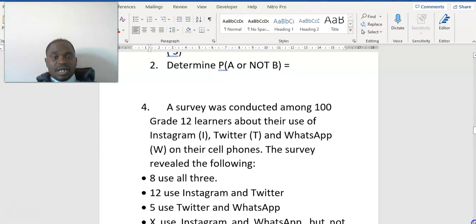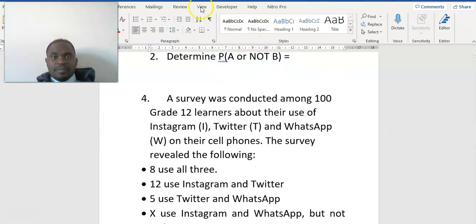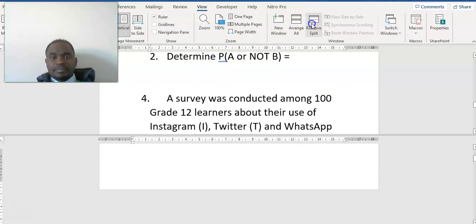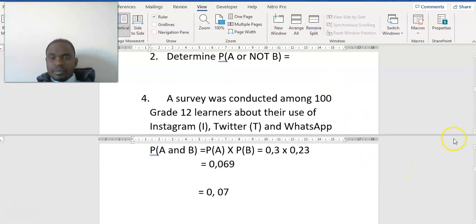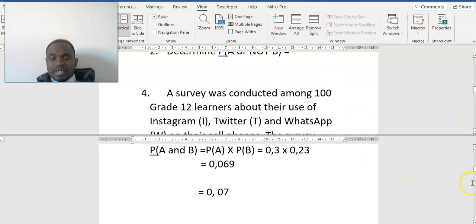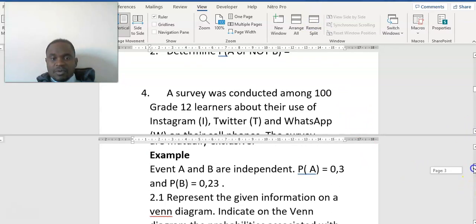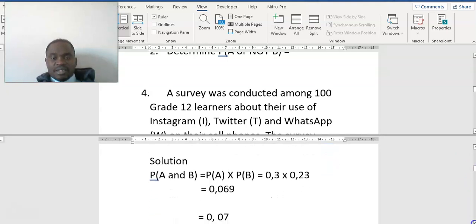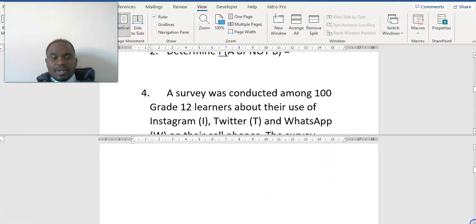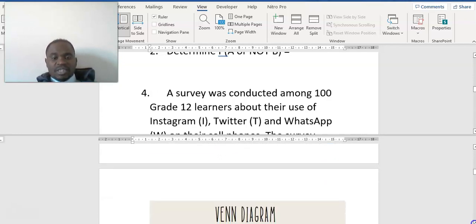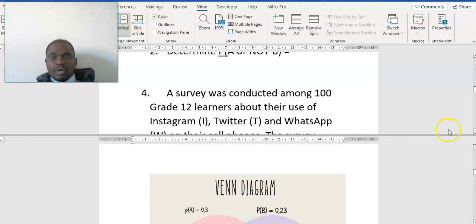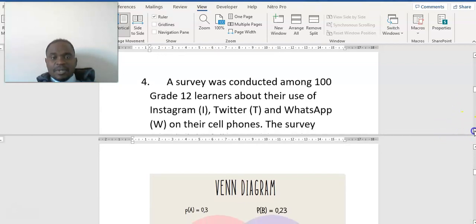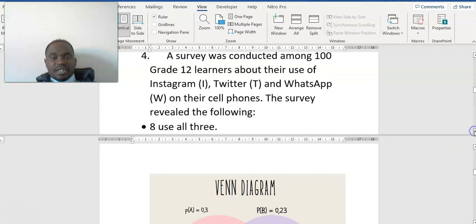Then the next thing we are going to look at is a survey conducted. See your bright future. A survey is conducted, and what do they want us to do? Among 100 grade 12 learners, some of them like Instagram, the ones that use Instagram. Others like Twitter, and others like WhatsApp on their cell. The survey revealed the following.